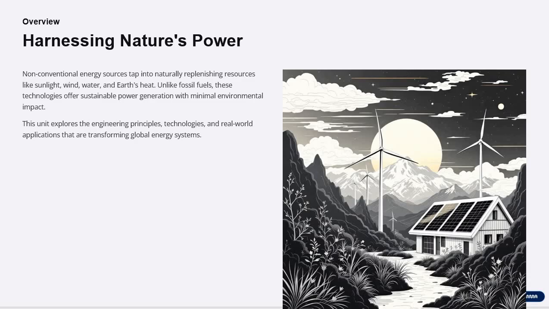First of all, we go through the overview of harnessing nature's power. Non-conventional energy sources tap into naturally replenishing resources like sunlight, wind, water, and earth's heat. Unlike fossil fuels, these technologies offer sustainable power generation with minimum environmental impact. This unit explores the engineering principles, technology, and real-world applications that are transforming the global energy system.